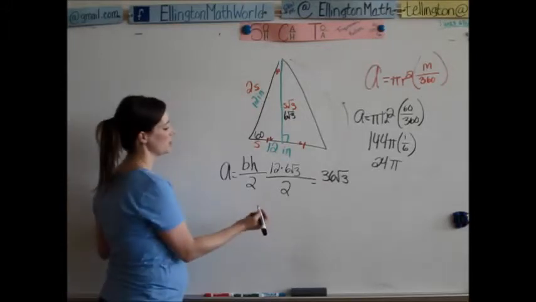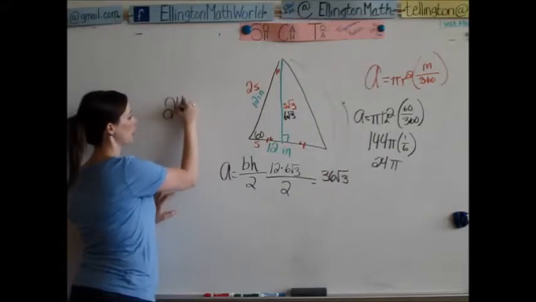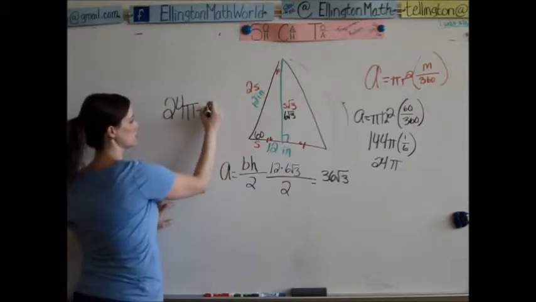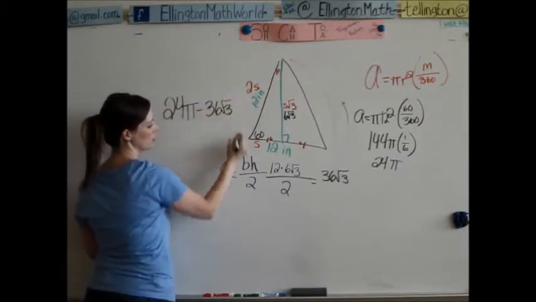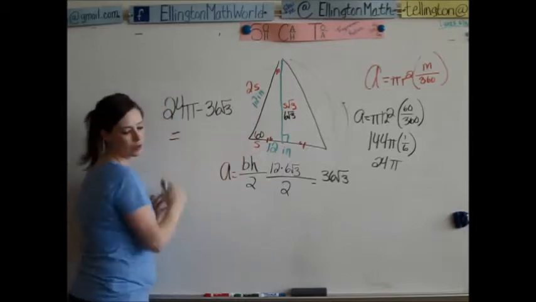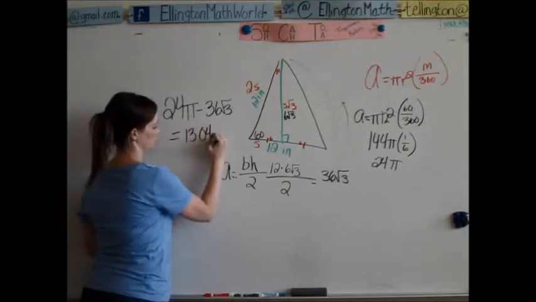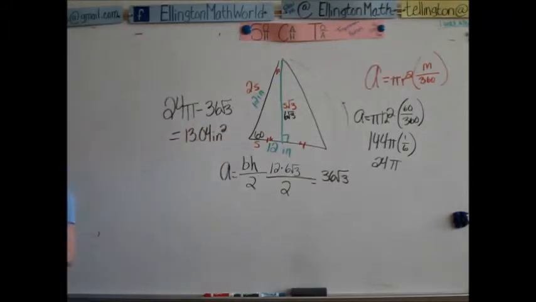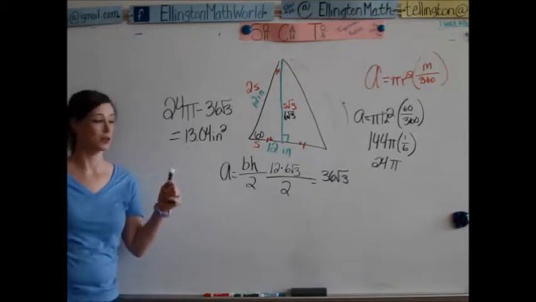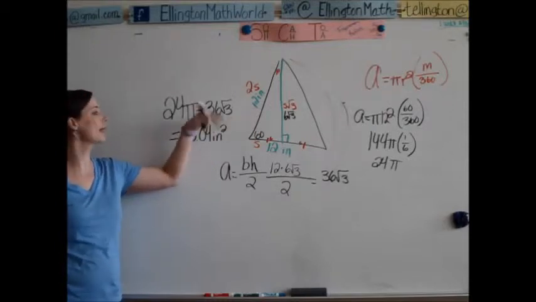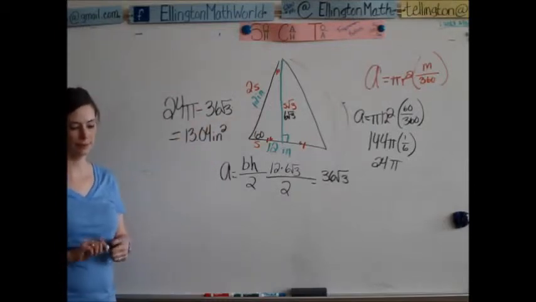Then I plug it into my calculator, 24 pi, which was the original area of my whole sector, minus 36 radical 3, which is the area of my triangle, equals 13.04 inches squared. So that's how you do that one. This part right here is where you just punch in your calculator. We'll wait till the end so you don't round off any decimals. Solve.